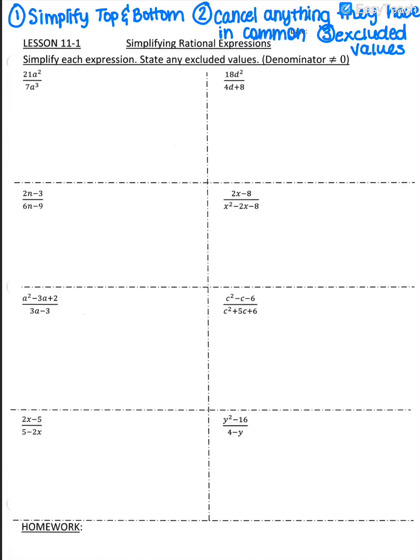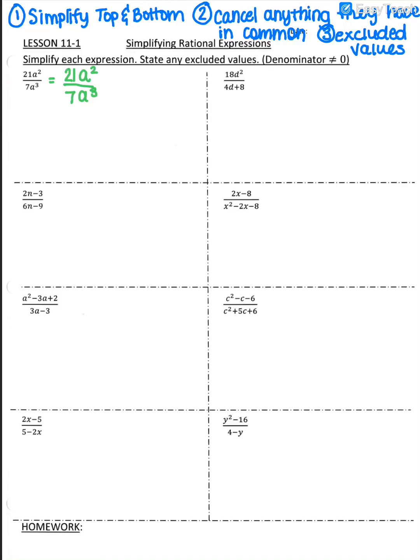I'm going to warn you now, the first two are going to be a little bit rocky probably for you guys to kind of catch on to. But once we get to like the third question, I think it'll start making a little bit more sense for you. So what we're looking to do, again, is simplify top and bottom. The reason why this first one is a little rough is because it doesn't really simplify on the top or on the bottom as it is. So I really just have this 21a squared over 7a cubed, and I can't simplify the top. I can't simplify the bottom, so I just have to leave it alone.